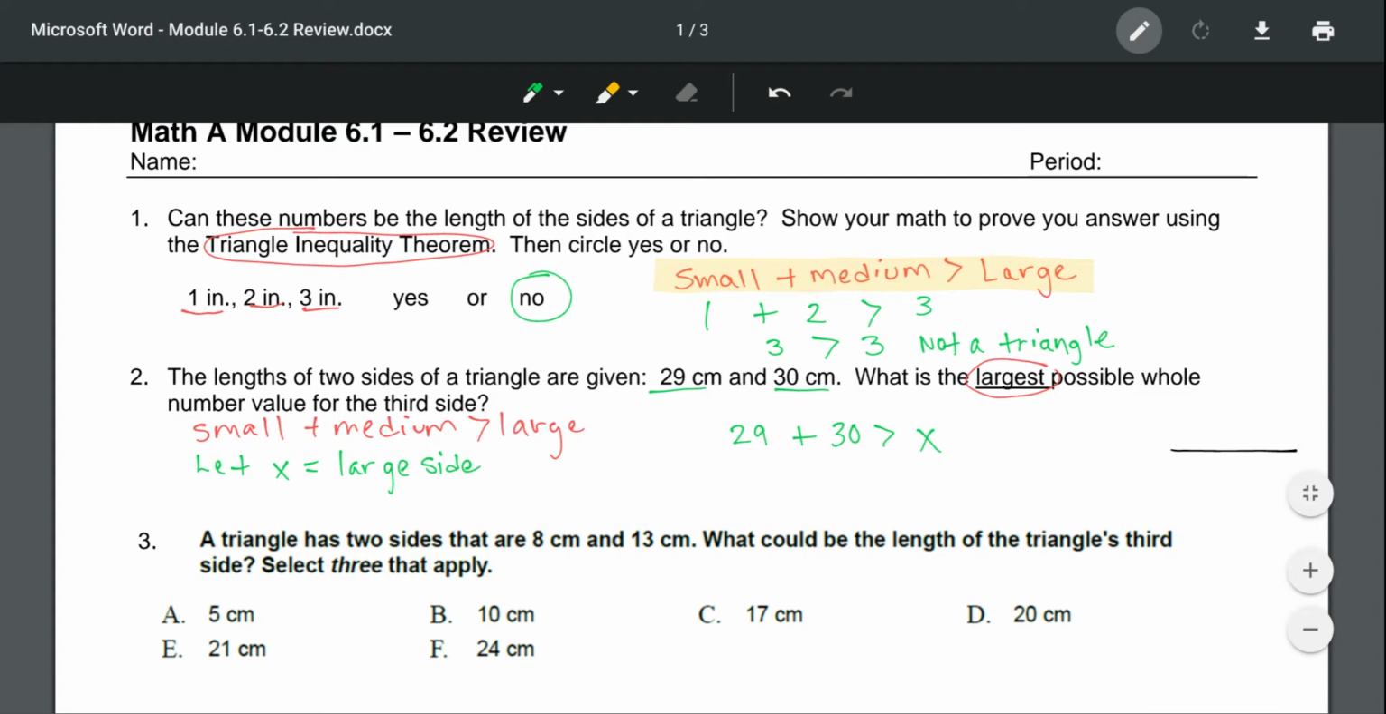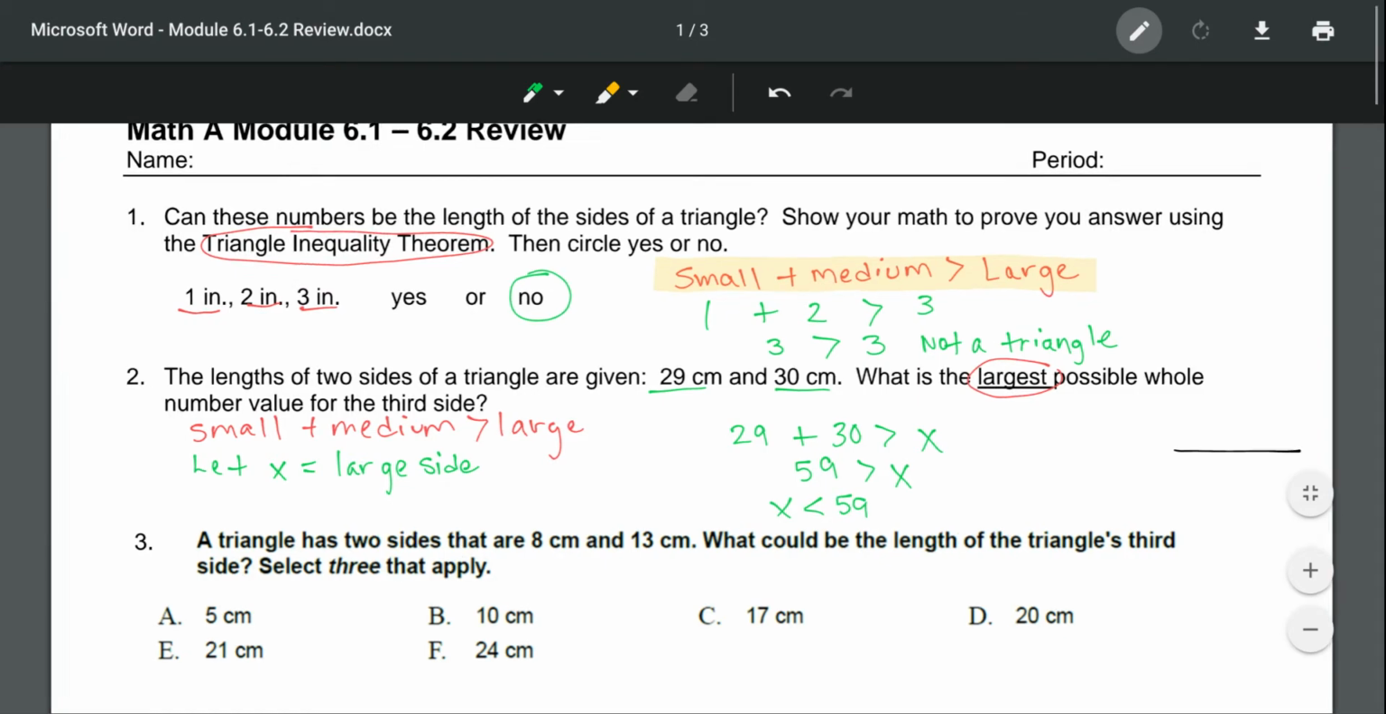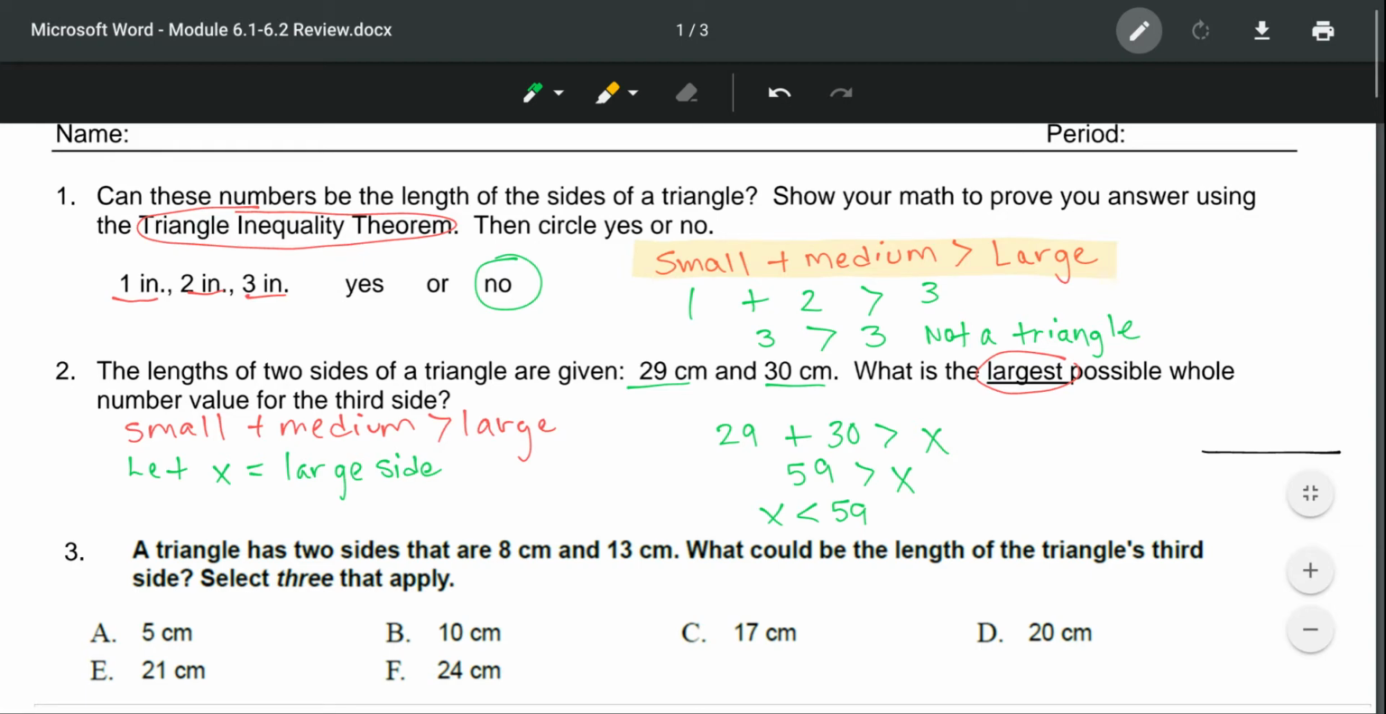So I add 29 plus 30, and I get 59. So 59 is greater than x. That means x has to be less than 59. So the largest that value could be would be 58. So 58 centimeters is the length of the largest side.